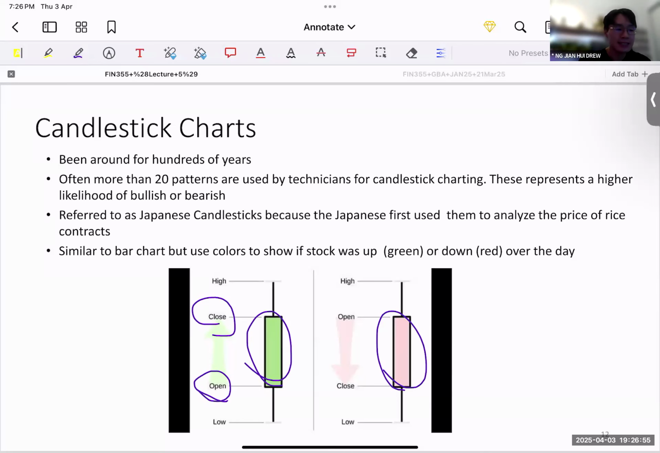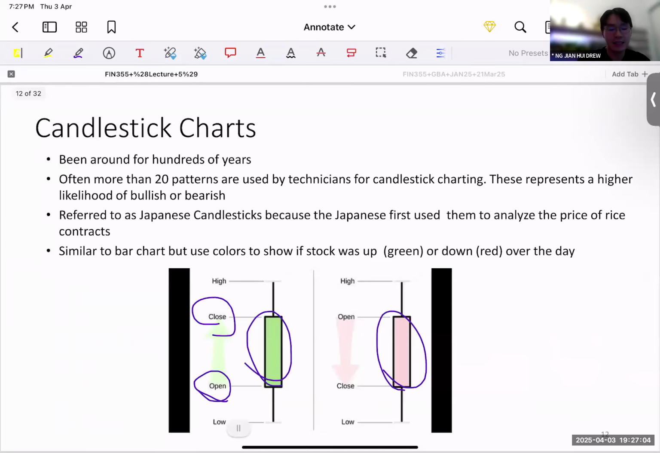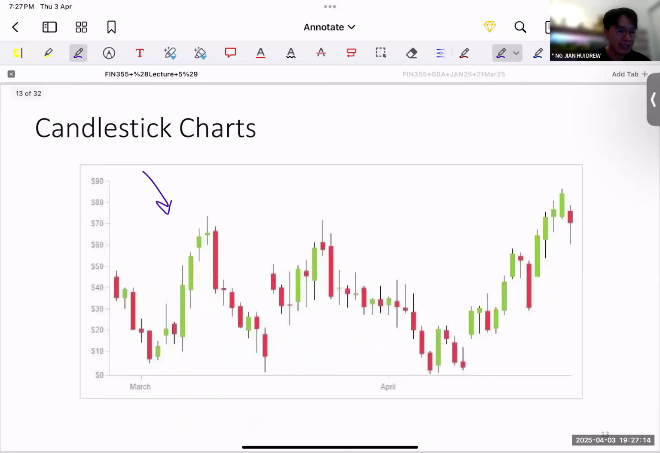And if the opening is less than the closing, the candlesticks become red. So the candlestick is like the bar chart, but it shows you even more information because it shows you which direction we are going, whether it is increasing or decreasing. And a candlestick is never just one point. It's always multiple candlesticks, as you can see here, right?